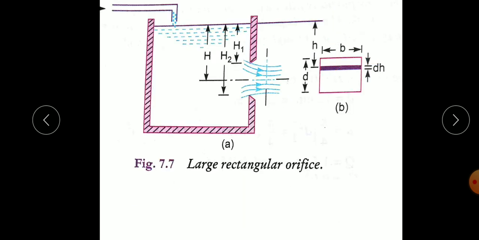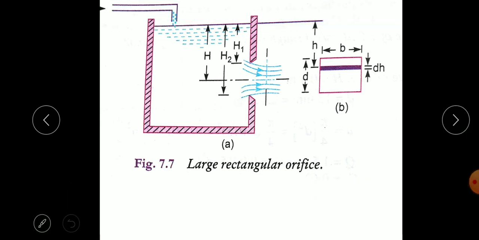Next we find the velocity for the small orifice, meaning the head is more than 5 times the depth, and for the large orifice, the water head available from the center of the orifice is less than 5 times the depth.